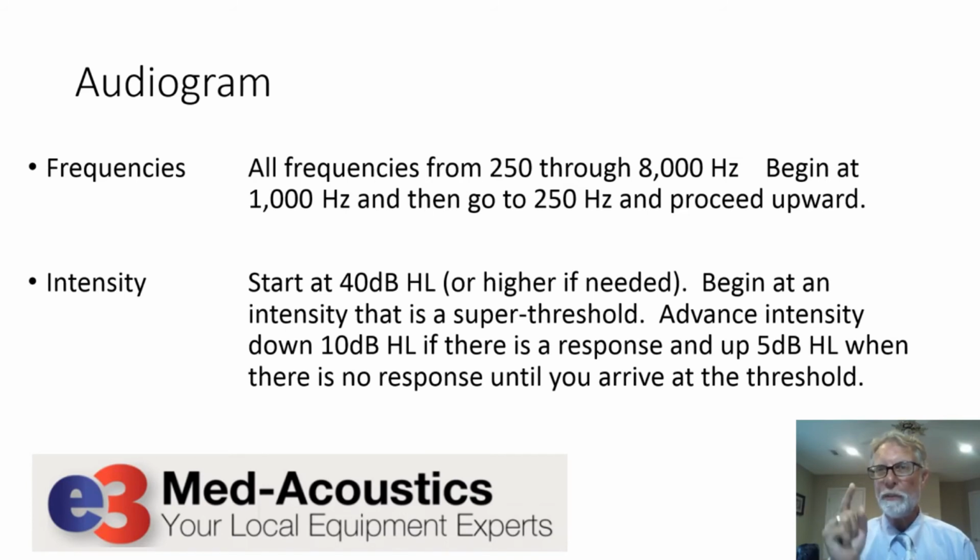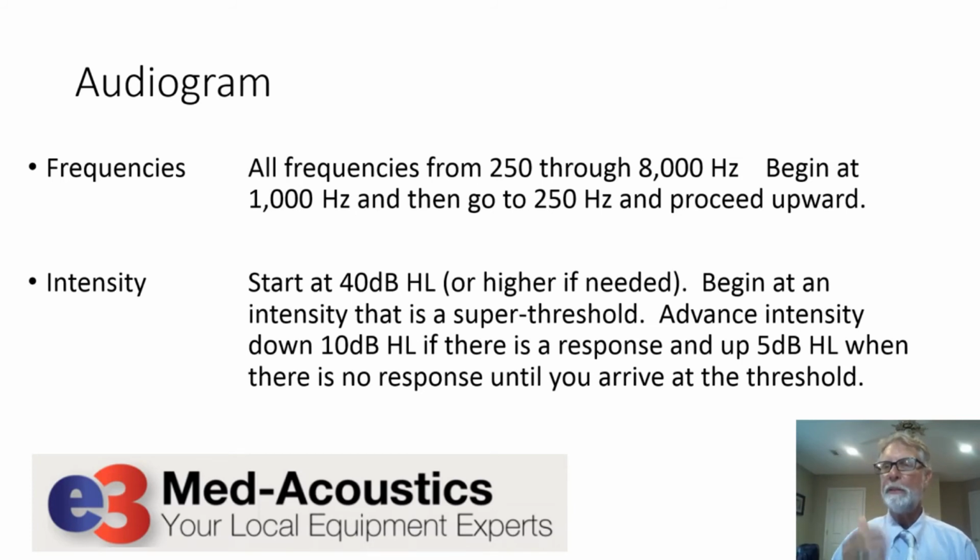But once you find the first assumed threshold, the lowest intensity at that frequency, then you drop down 10 below it and come up by 5 again. You would drop down to 0. They don't hear it. Go to 5. They don't hear it. Go to 10. They did hear it. Bingo. 10 is the threshold. Okay? That's why you advance the intensity down 10 dB if there is a response, and up 5 dB when there's no response until there is. And that's how you arrive at the threshold. You actually will get it twice to be sure that that's it. You'll get it on the way down and the way back up again.